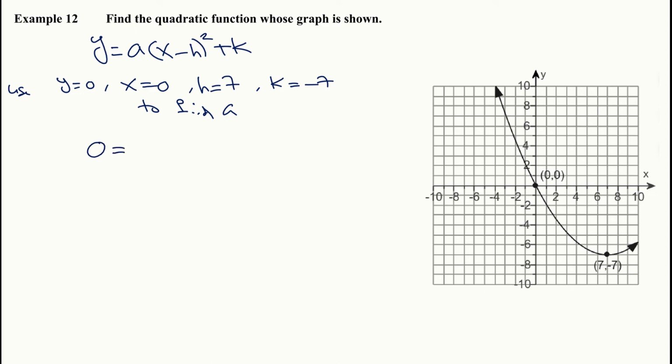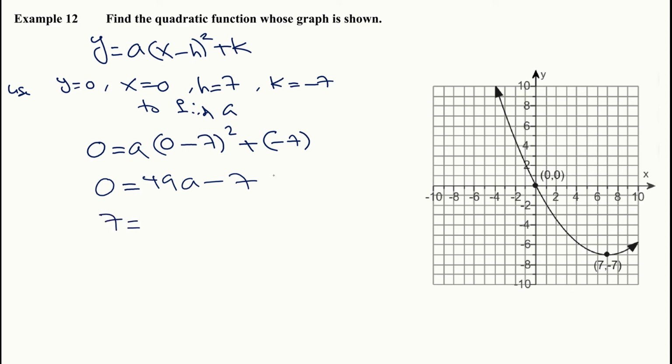So we get 0 equals a times (0 minus 7) squared plus k, which is -7. So I get 0 equals, now this is going to be -7, and when it's squared, it'll become 49. So 0 equals 49a minus 7. So I get 7 equals 49a. So a equals what? 7 over 49, or 1/7.